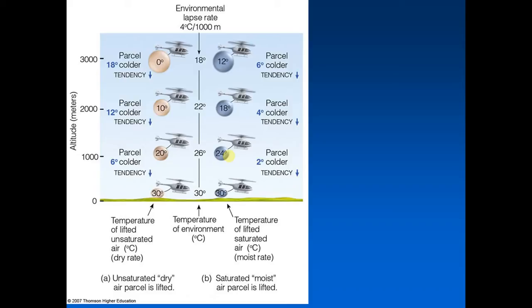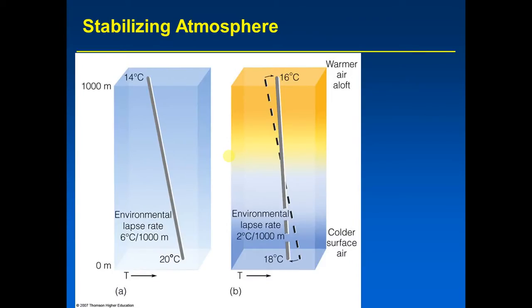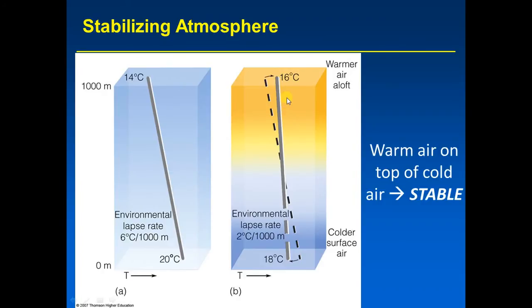And the atmosphere can be made more stable in a couple ways. Okay, this is a stable atmosphere. Two ways to make the atmosphere more stable are to cool the surface air or warm the air aloft, okay?